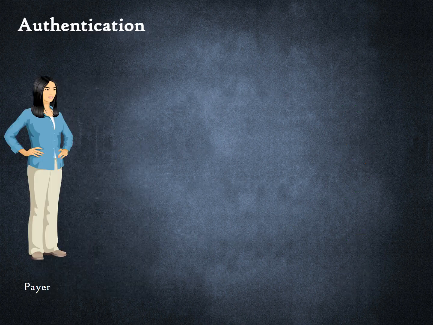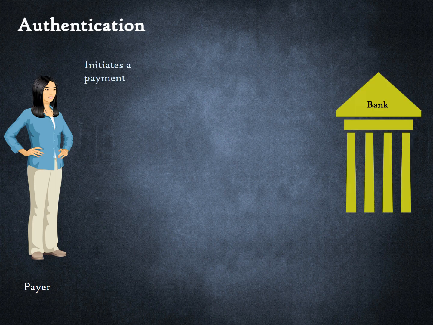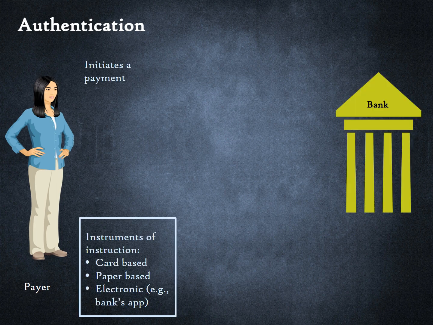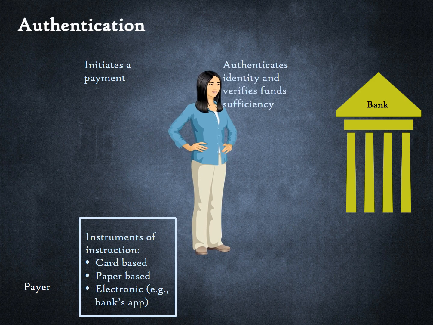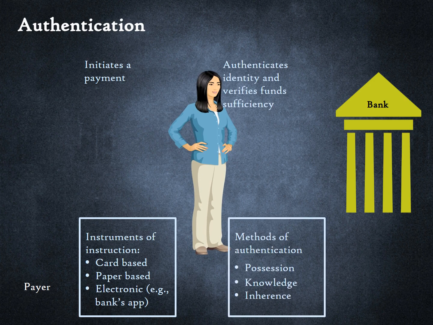So far, we learnt that the payer initiates a payment using instruments of initiation. The payer also authenticates her identity through proof of possession, knowledge or inherence. However, for this system to work, there must be some method by which the payer can communicate with her bank at the point of payment. Next, we will see how this occurs.